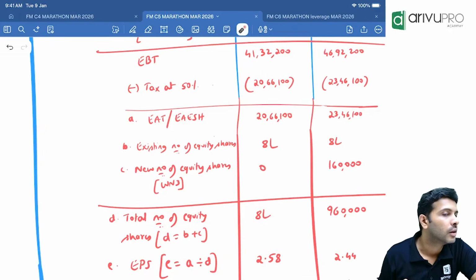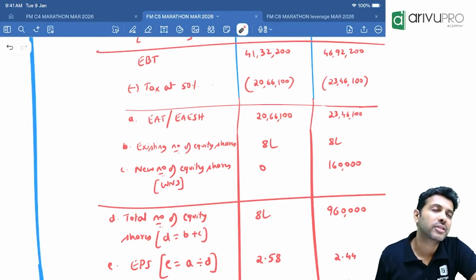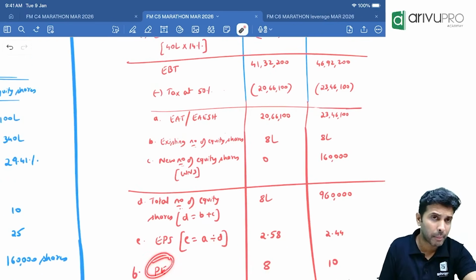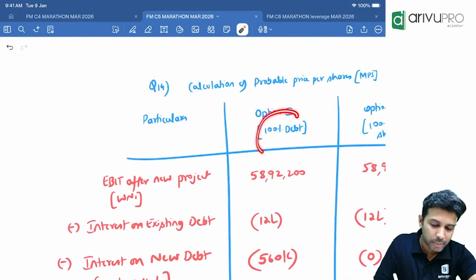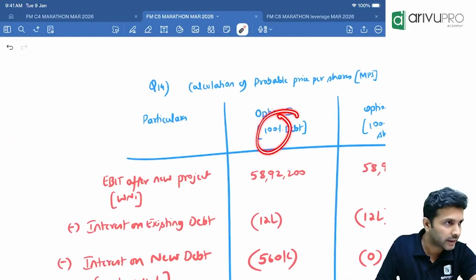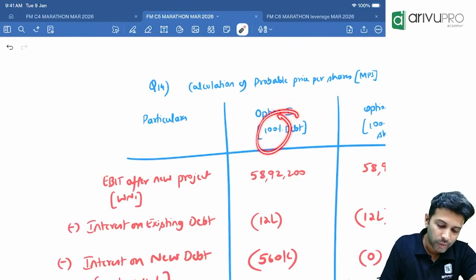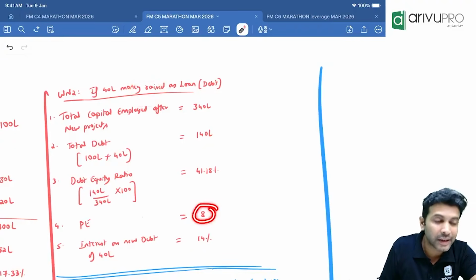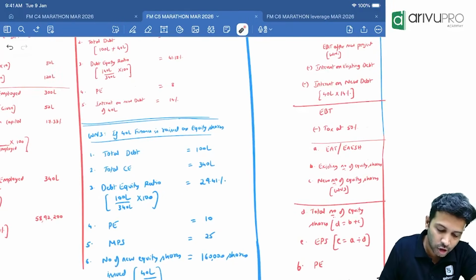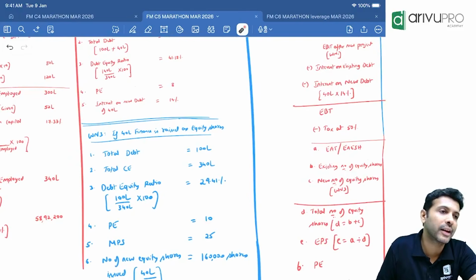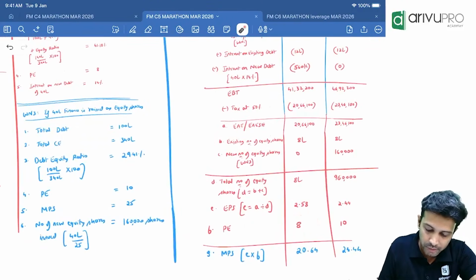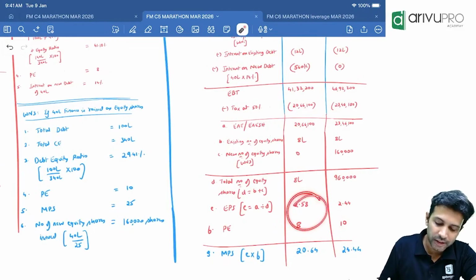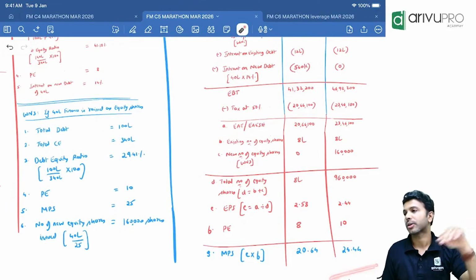Okay, now they asked EPS or MPS. How do you get MPS? EPS multiplied by P/E multiple. But hang on. When you raise the money through debt, the debt equity ratio crosses 35%. When the debt equity ratio crosses 35%, will the P/E multiple be 10 or will it become 8? 8. And in the second case, did it cross? No. That means the P/E multiple will be 10. So for the first case, P/E multiple will be 8, second case 10. Now multiply these two to get the MPS. That was the requirement of the question.